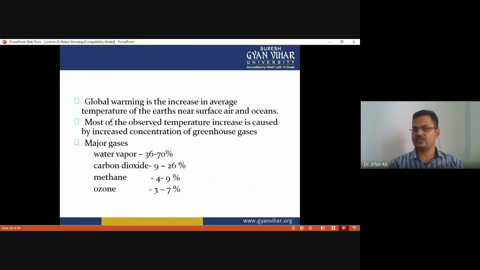So it is clear that global warming is the increase in the average temperature of the Earth's near-surface air and oceans, and most of the observed temperature increase is caused by increased concentration of greenhouse gases. These are the gases which contribute to global warming. Water vapor contributes 36 to 70% to global warming, carbon dioxide contributes 9 to 26%, methane contributes 4 to 9%, and ozone contributes 3 to 7%.